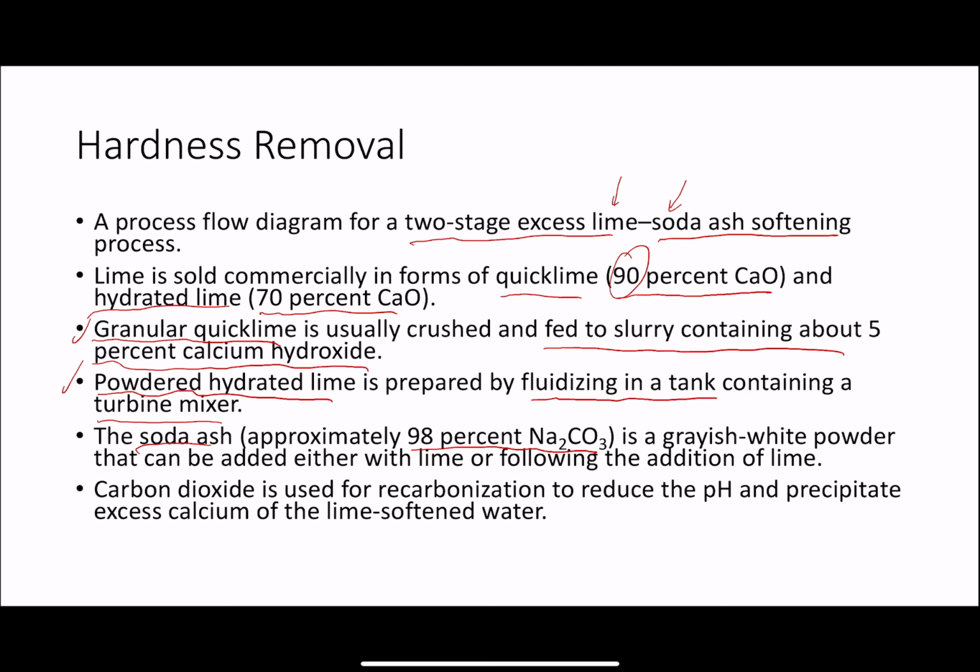It is a grayish white powder that can be added either with lime or following the addition of lime, either together or after that. At the end, once you add lime and soda ash together, or lime first and then soda ash, then you should add carbon dioxide. What is the reason for this carbon dioxide? It is for recarbonization. The objective is to reduce the pH and precipitate excess calcium of the lime softened water.